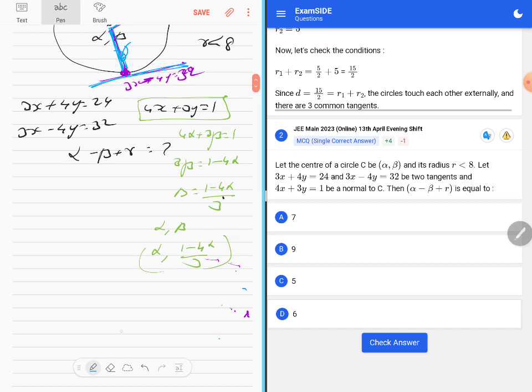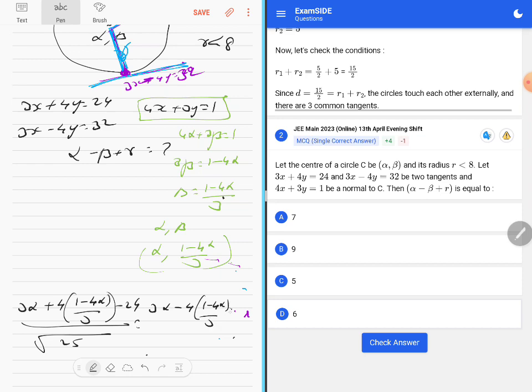So let's do the perpendicular distance formula. 3 into alpha plus 4 into 1 minus 4 alpha by 3 minus 24, over the root of a square plus b square, which is root of 9 plus 16, which is 25, which will be 5. This is also equal to 3 into alpha minus 4 into 1 minus 4 alpha by 3 minus 32 by root of 25. This and this get cancelled.